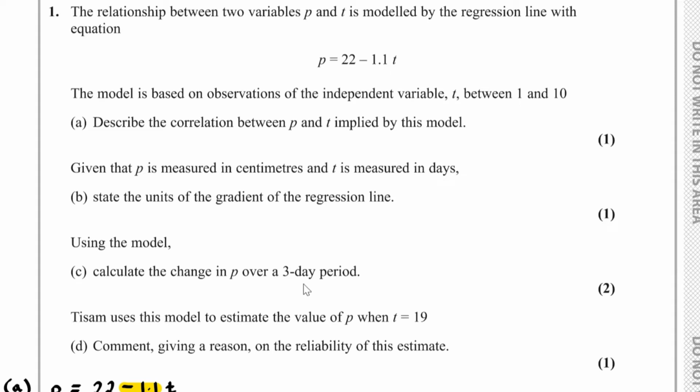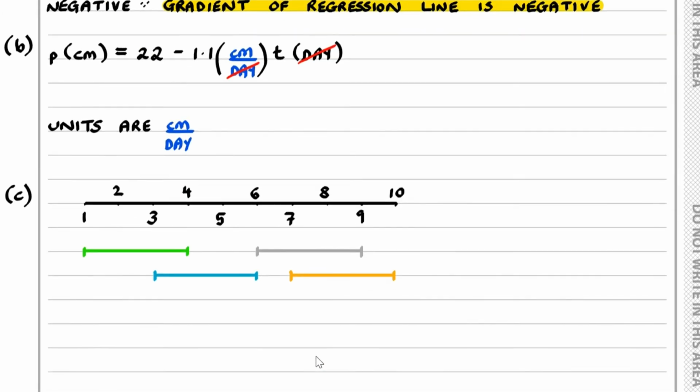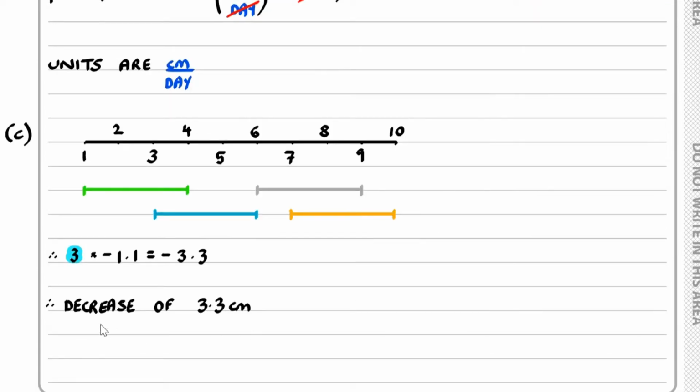So, because we have a 3-day period, what we would have to do for part C is multiply 3 by negative 1.1, and of course that will equal negative 3.3, and therefore we have a decrease of 3.3 centimeters over a 3-day period.